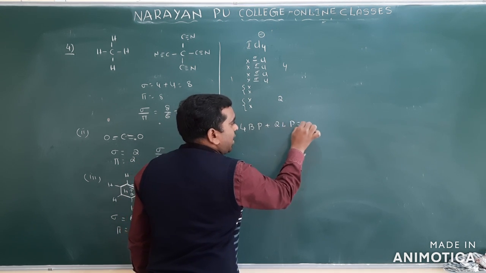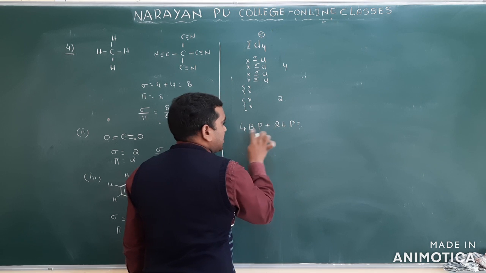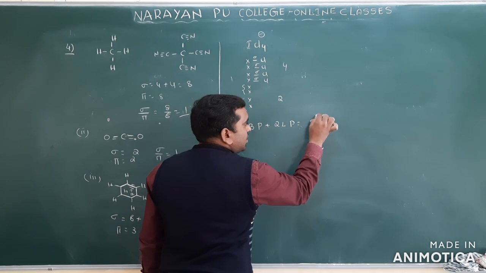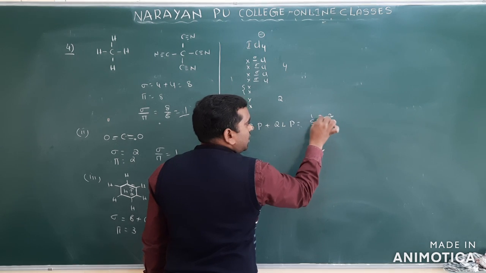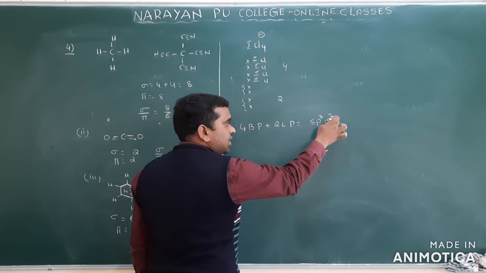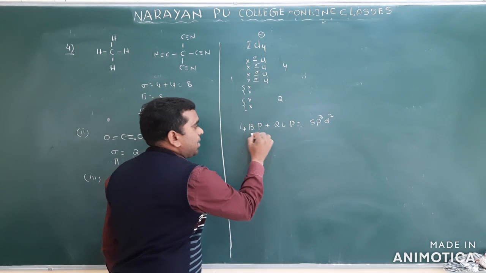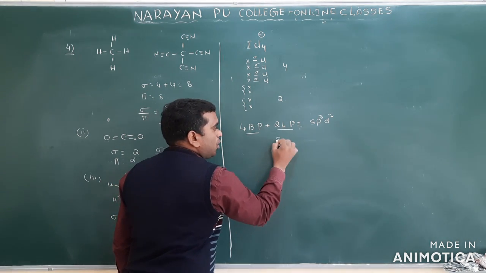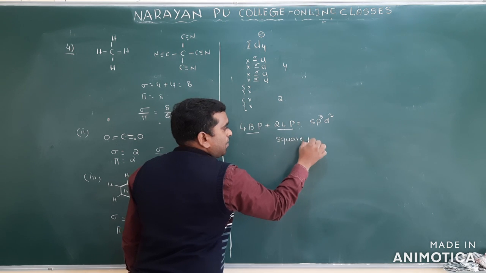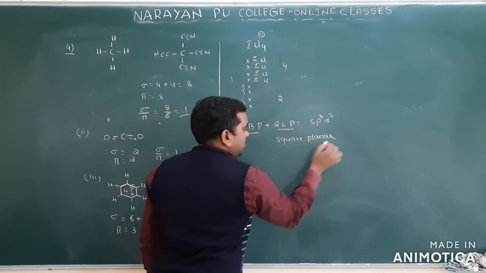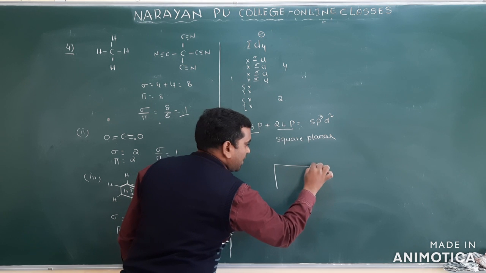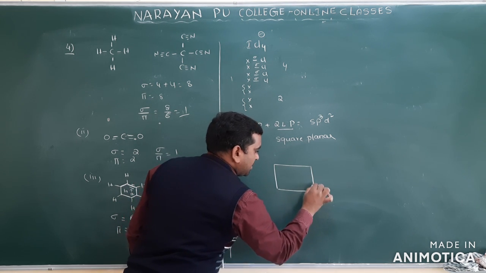4 bond pairs and 2 lone pairs. Then what is the shape? First hybridization, what is 4 plus 2? 6. sp3d2. 3 plus 1, 4. 4 plus 2, 6. What is the shape here? Square planar. When 4 bond pairs, 2 lone pairs, square planar. Remember? So what is the shape of this molecule here? Square planar. This is planar.